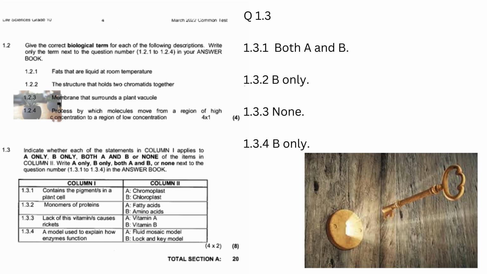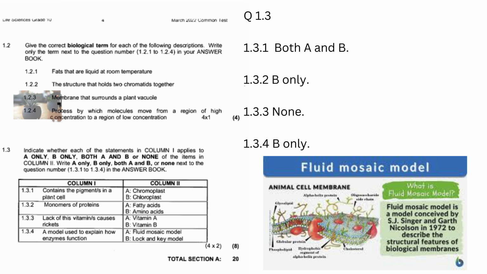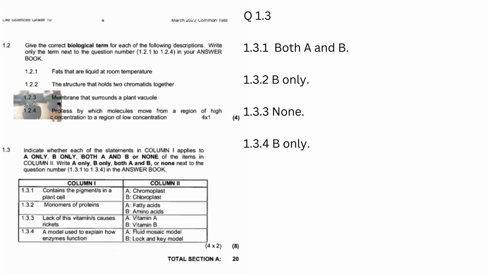Think about your house key. Only your key opens your lock. That's exactly what the lock and key model explains. The enzyme, the lock, fits only one substrate, the key. Now, what about the fluid mosaic model? That one explains the structure of the cell membrane. Completely different topic. So the correct answer is B only.